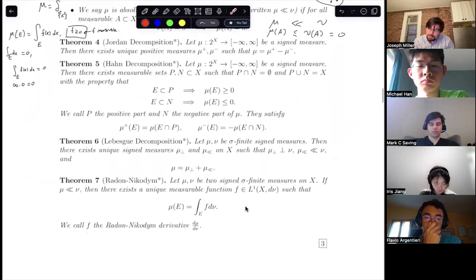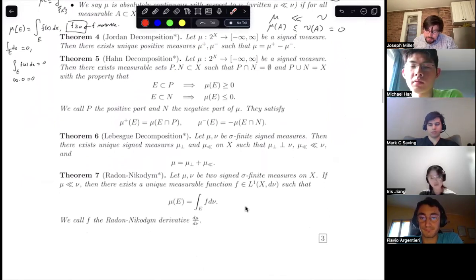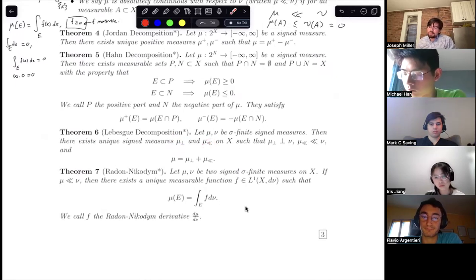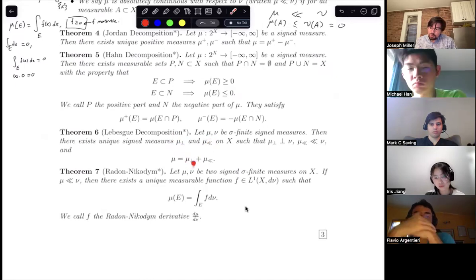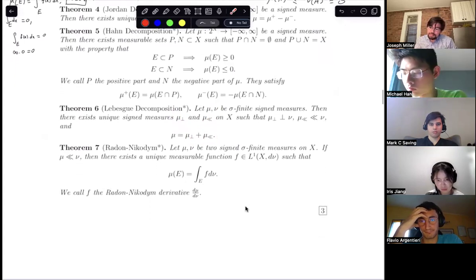The next thing is, if you give me two signed sigma finite measures, where sigma finite means I can write my space as a countable union of finite measure sets, so sigma just means countable, then there exists a unique pair of signed measures, mu perp and mu, that decompose mu into a singular part with respect to this other reference measure and an absolutely continuous part. This is what's called the Lebesgue decomposition.